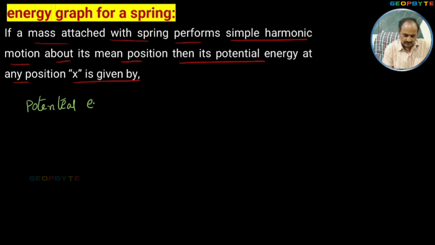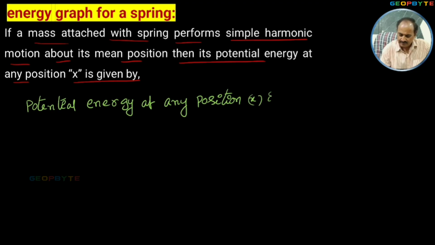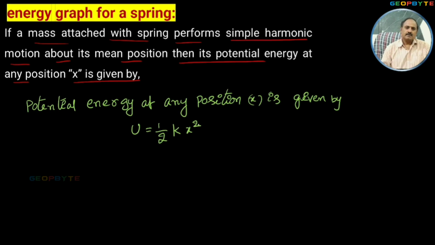potential energy at any position, let that position be x, is given by potential energy U equal to half into k into x square, where k is the spring constant and x is the deflection of the spring.